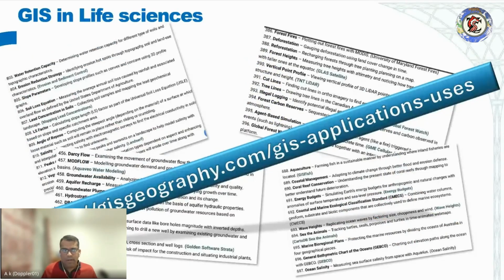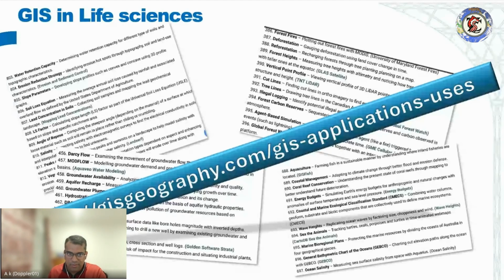So in the life science, if you go on to this particular link, you will see that there are almost 1,000 different uses of GIS in the life science. I just briefly covered, I just scratched the surface, but there are more. Even something that I'm not aware of. I'm not saying I'm an expert of all these things, but there are thousands of uses of GIS.